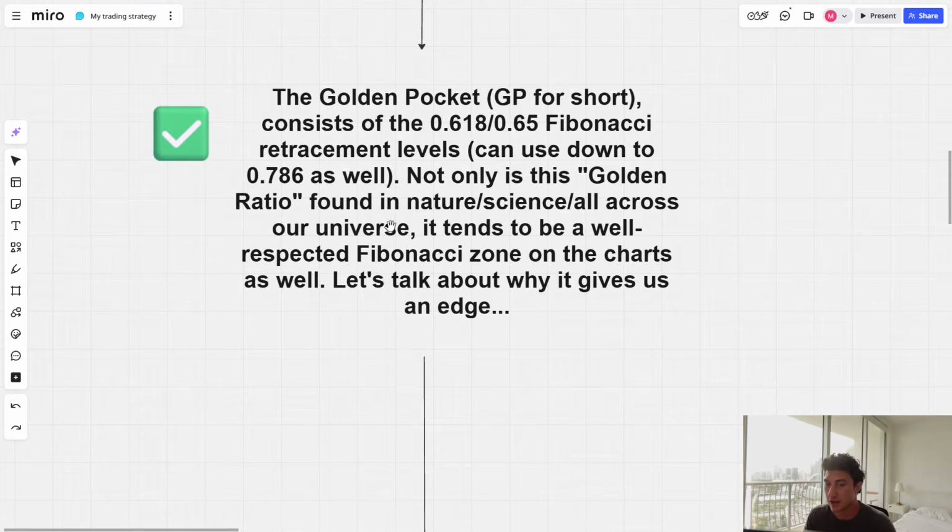Okay, so why am I looking for the golden pocket, right? Well, not only is this the golden ratio found in nature, found in science, found in galaxies, found in your thumbprint, all across our universe, it tends to be a well-respected Fibonacci zone on the charts as well. You can go back to years ago on this channel. I've been talking about the golden pocket fib because price reacts to this level very well.